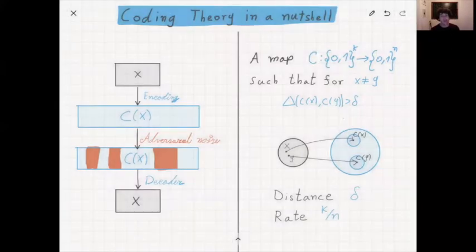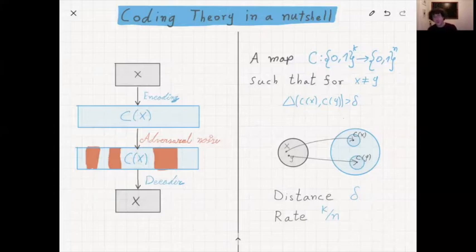And then we get some adversarial noise. You can think about all of these red parts here as corruptions, like bit flips, for example. The point is that we get a corrupt codeword, which is hopefully not too corrupt. And as long as we have a certain bound on the amount of errors, we can decode it into a string X.